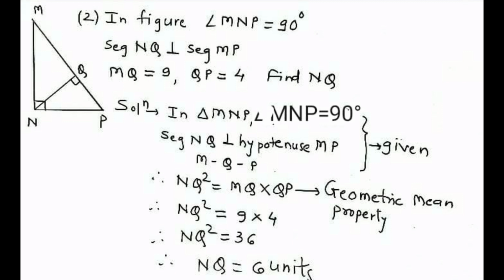NQ square is equal to MQ into QP. Therefore NQ square is equal to 9 into 4. So NQ square is equal to 36. Taking square root on both sides, we'll get NQ is equal to 6 units.